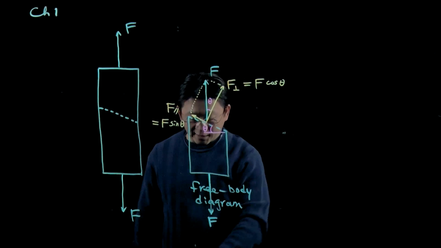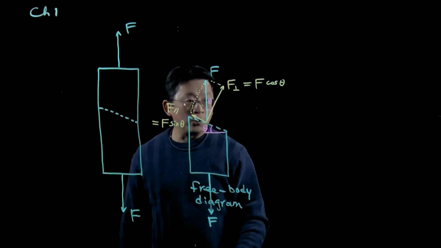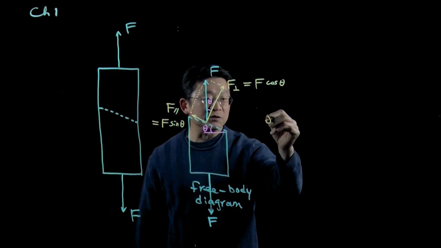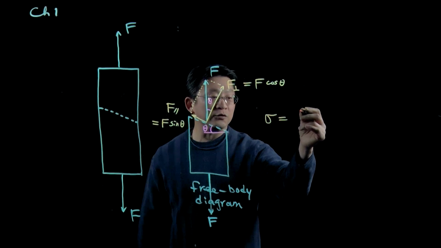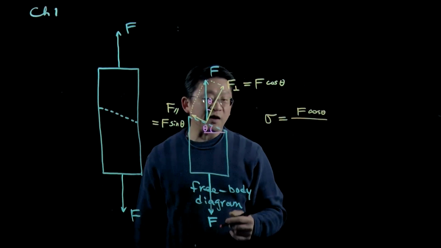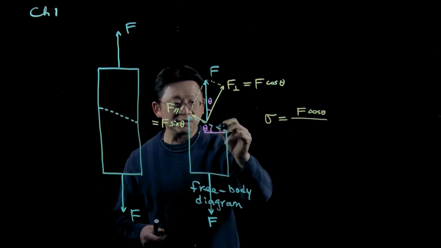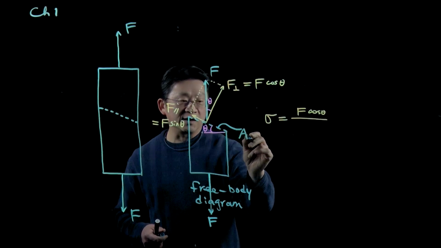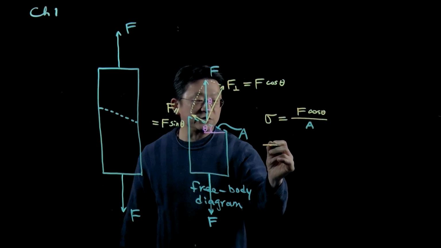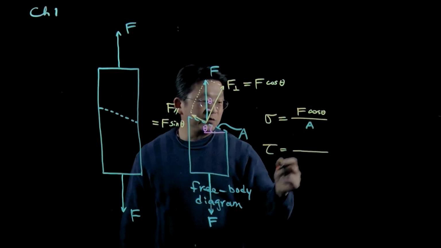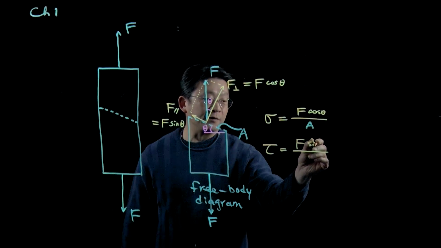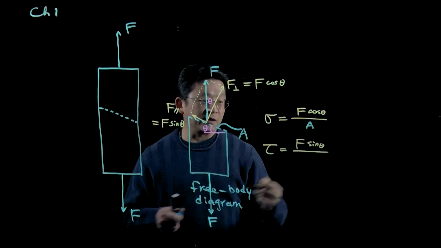Now we have the normal loading and we have a shear loading, so we can calculate per our definitions. The normal stress equals the normal loading, which is F cosine theta, divided by the area. For simplicity, let me say this inclined area is called A. And again, the shear stress is obtained by dividing the shear force, which is F sine theta, by the cross-sectional area A.